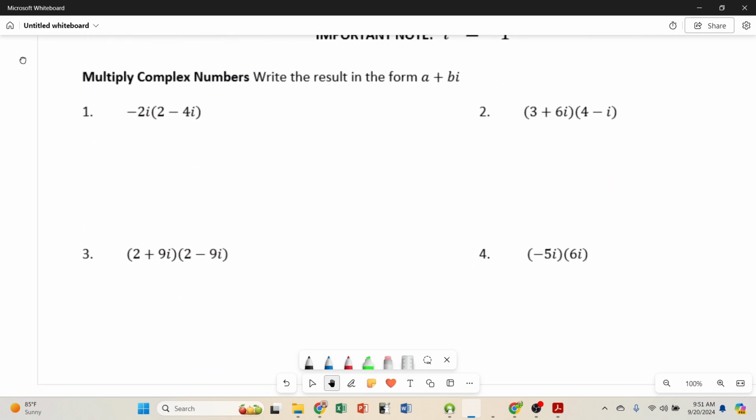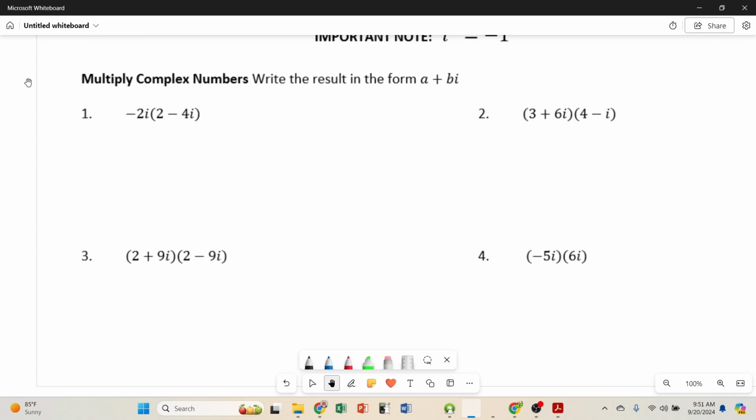All right, so what happens if we multiply them? Well, we'll write these out, but we have to distribute, right? I'm going to distribute this over this, and let's see what happens. So negative 2i times 2, minus 2i times minus 4i. So negative 2 times 2 is negative 4i, plus 2 times 4 is 8.